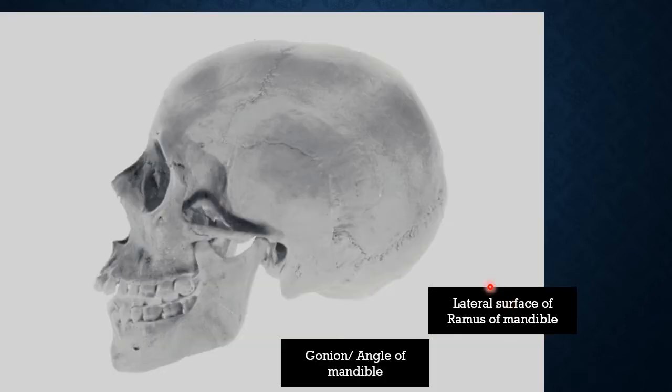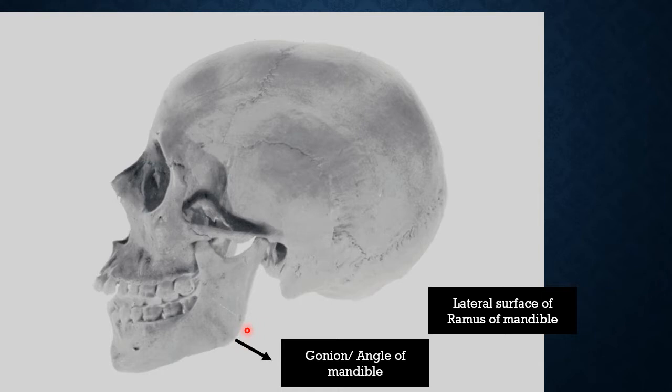So the first picture which we are going to see is the angle of mandible or Ghoniyan. Here you can see that. So between the ramus and the body of the mandible, that curvature, that deviation, that particular part is called Ghoniyan or angle of mandible. They may mark this particular area and ask you to find out the structures attached to that. So the ligaments which are attaching to that, you have to write.